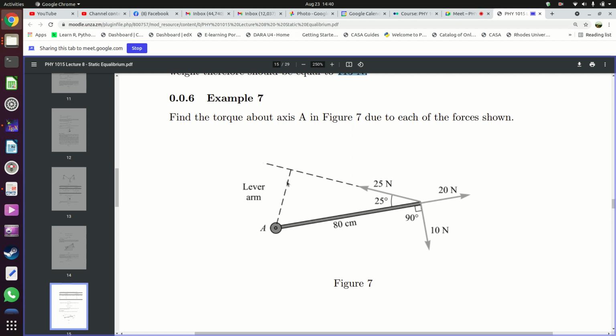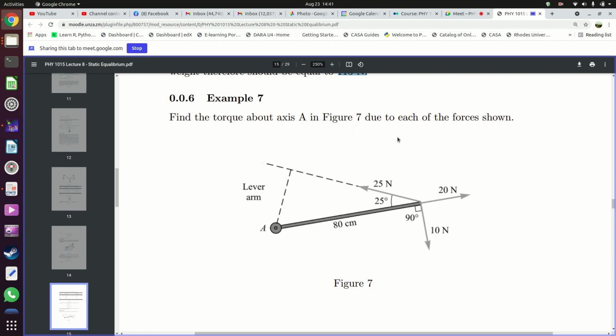So what you have ended up with is a right angled triangle here, whose hypotenuse is 80 centimeters, and which makes an angle of 25 degrees. So we are simply asking you, find the opposite side of this triangle. The opposite of this triangle is your lever arm. So to find it, sine 25 degrees equals the lever arm divided by your hypotenuse. So that's going to give you a lever arm which is equal to what? So sine 25 degrees is equal to lever arm divided by hypotenuse.